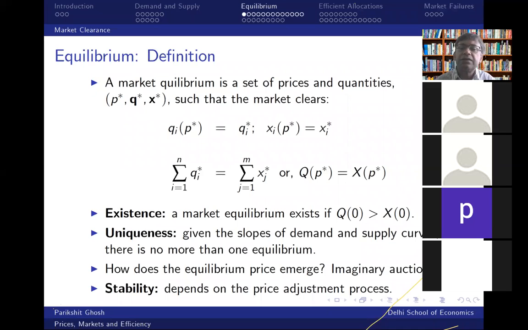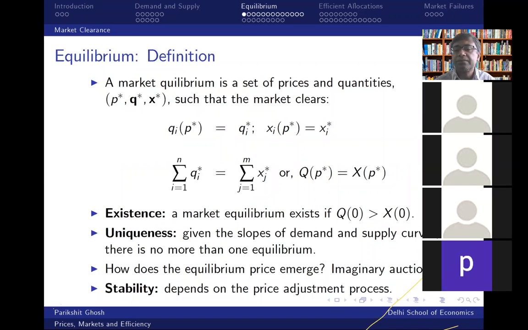Yes, sir. But over here it's Q of zero. That means Q at price zero, right? Right. There are a few typos which I'll sort out. I described in words what we need to assume. This is not written properly. I'll rewrite it. Okay, so we're looking at the inverse demand function. That's right. That's right. Okay.